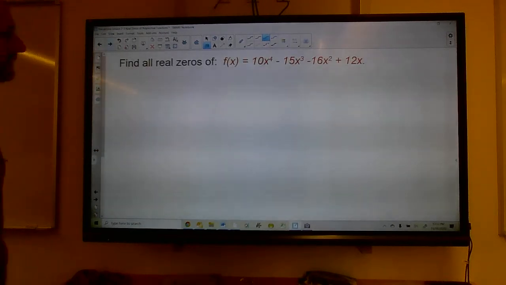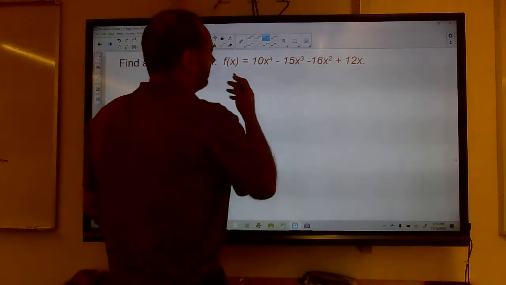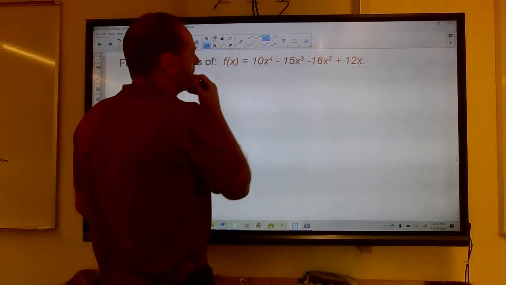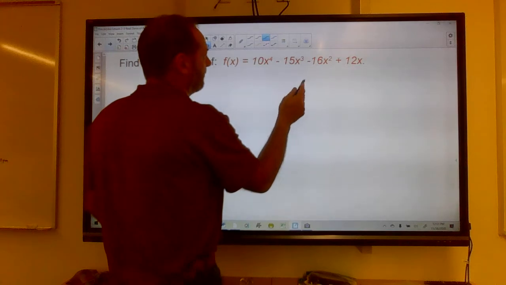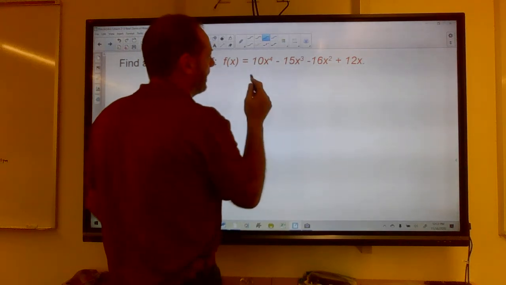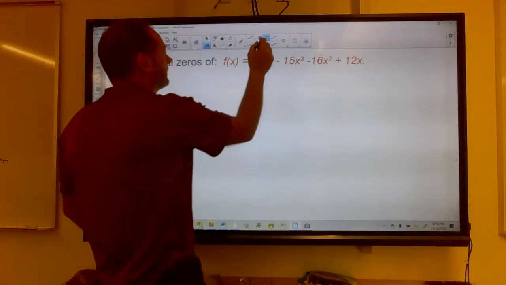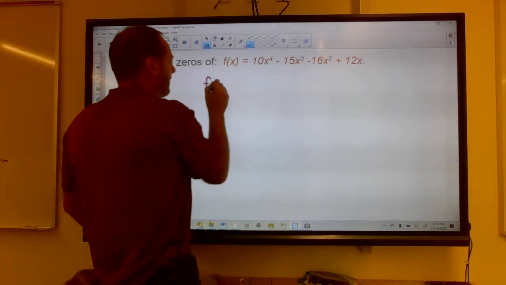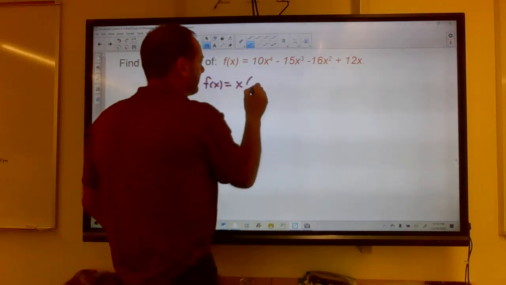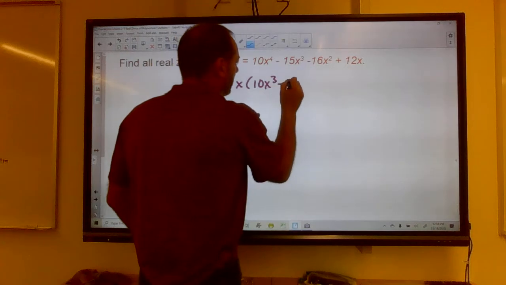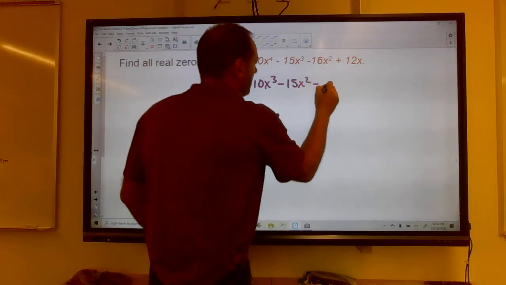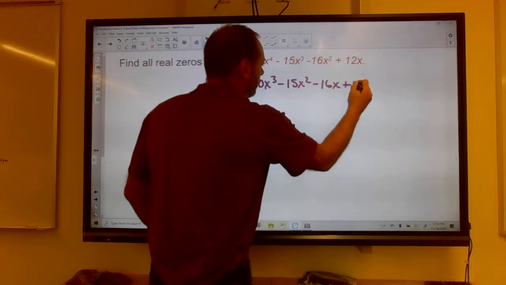Find all the real zeros of this. All right, since they're not all even, I can't factor any of the numbers out, but I can factor an x out. So let's do that. We'll take f of x and factor out an x. That leaves me with 10x cubed minus 15x squared minus 16x plus 12.